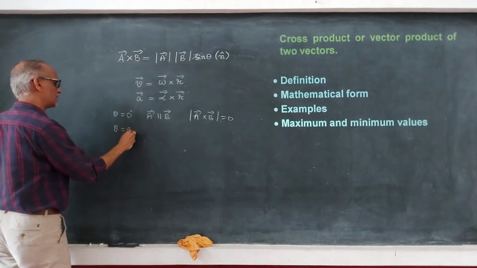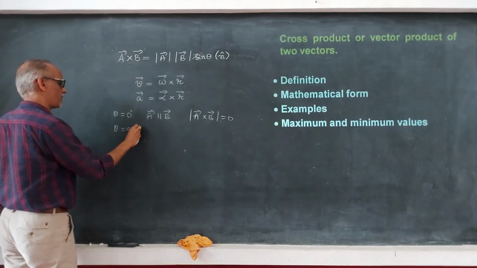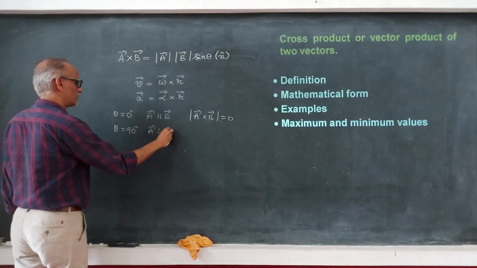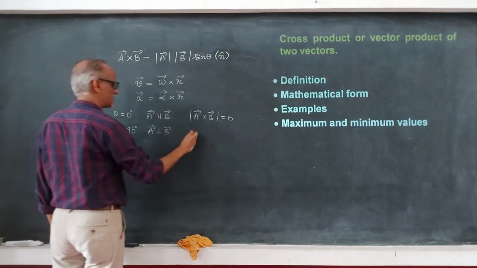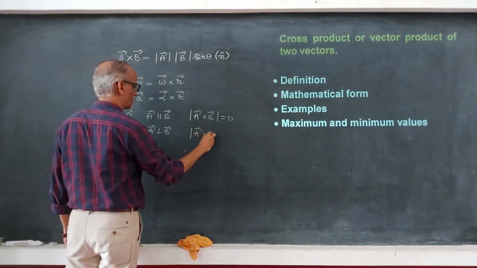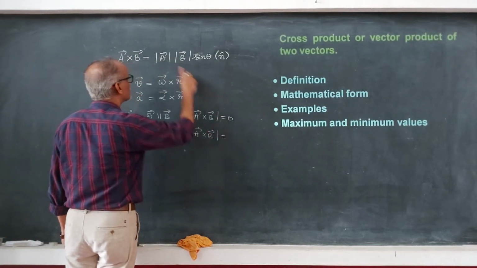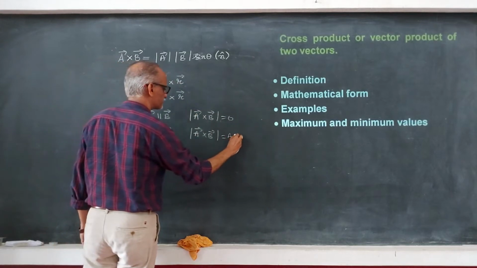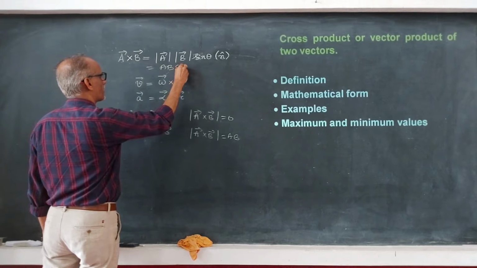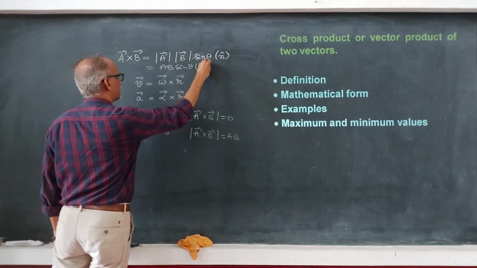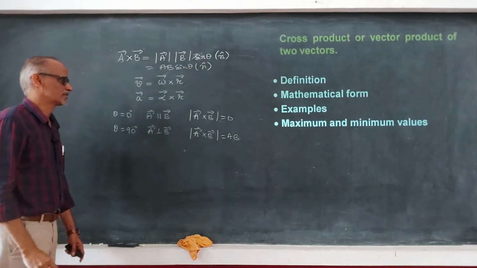Next, when theta is 90 degrees, vector A is perpendicular to vector B. Theta 90, sine 90 is 1, we get A cross B is equal to AB. You can even write it like this, AB sine theta and then that vector which you need to write.